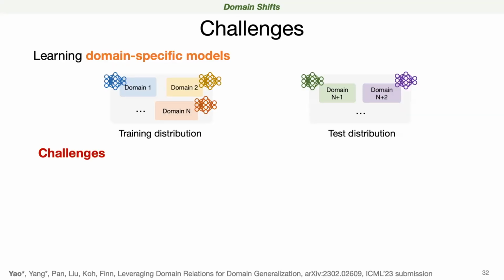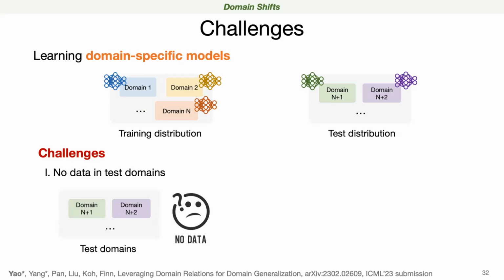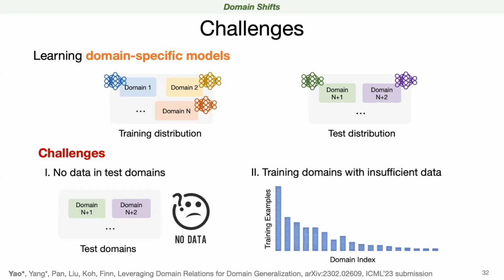However, there are two challenges in building such domain-specific models. The first challenge is that there is no labeled data in the test domains. So how can we build domain-specific models for the test domains? Another challenge is that it is very easy to build a single generic model: we can collect all examples and train it. However, sometimes the training domains only have limited examples, which are not enough to train their own domain-specific models.